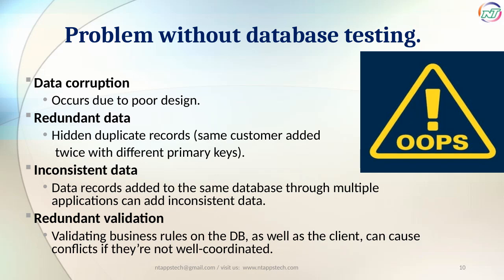Additionally, validating business rules in both the database and the client side without proper coordination can cause conflicts or errors, which we call redundant validation. These problems highlight why thorough database testing is crucial. Without testing, these kinds of data issues can go unnoticed and impact the overall reliability of the system.